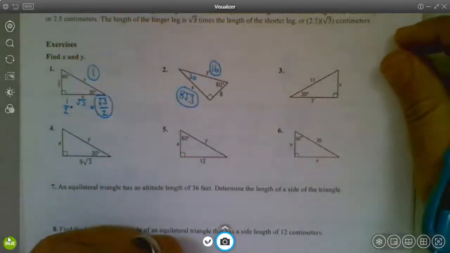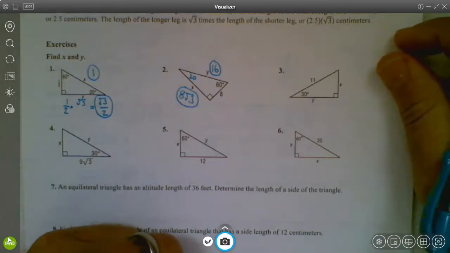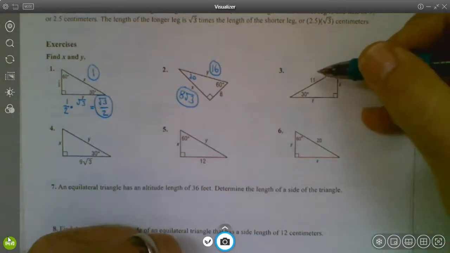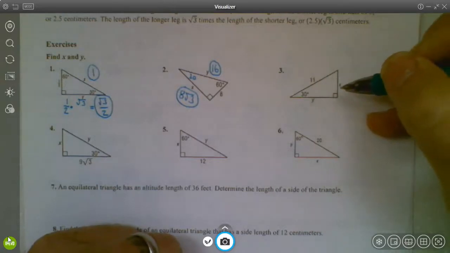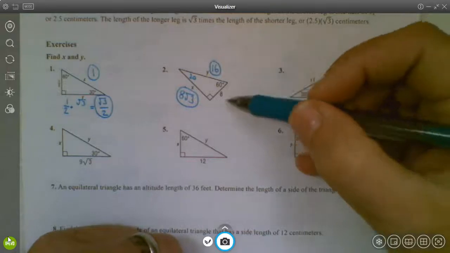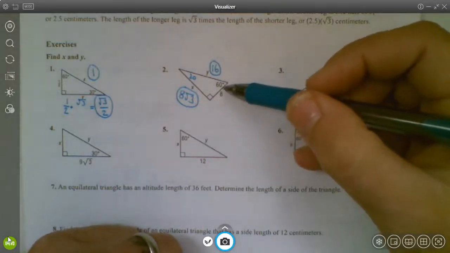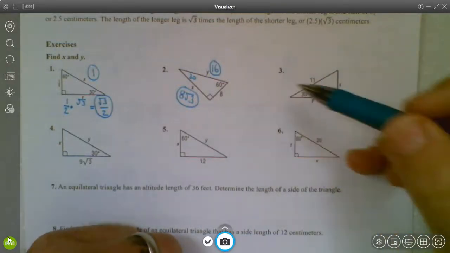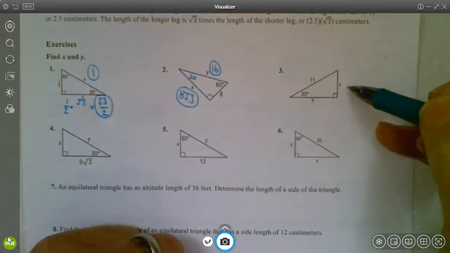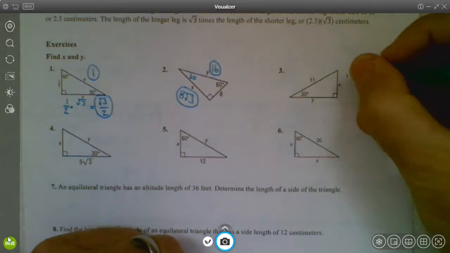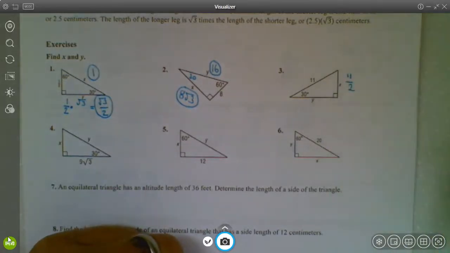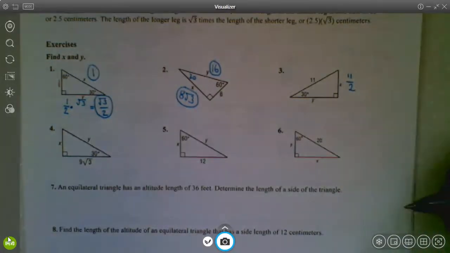Not too bad, right? All right, let's try one where we go the other direction. What if I know the hypotenuse and I want to go the other direction and get to the short leg? Well, remember what the pattern was on this. From short to hypotenuse, it was times 2. So if I want to go the other way, I'm going to divide by 2. So if I did 11 divided by 2, I have the short leg.